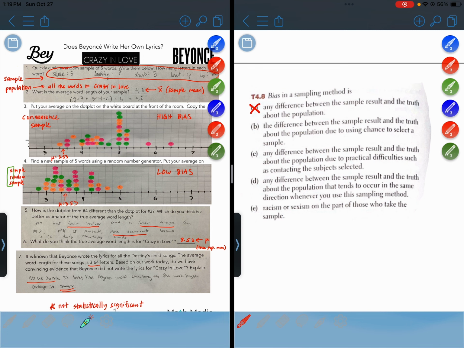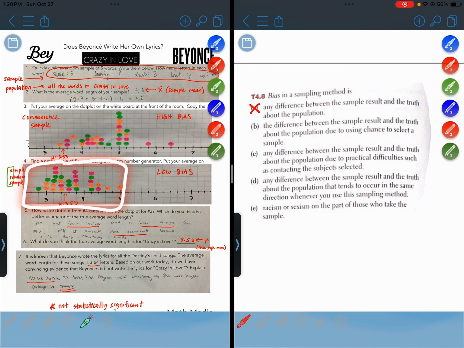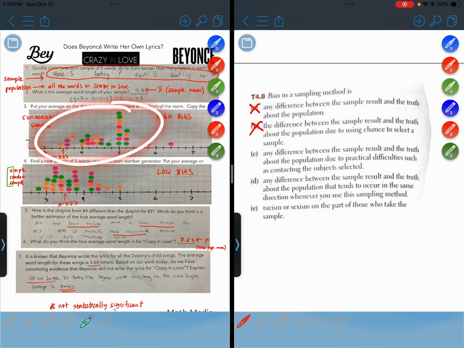All right, B, the difference between the sample result and the truth about the population due to using chance to select a sample. Well, when we use chance, like a random number generator, okay, we tend to not get a whole lot of bias. The bias is a lot lower, okay? So B is not a good choice, right? Had it talked about not using chance, right, then I would like choice B, because when we don't use chance, like in a convenient sample, that's when the bias becomes present.